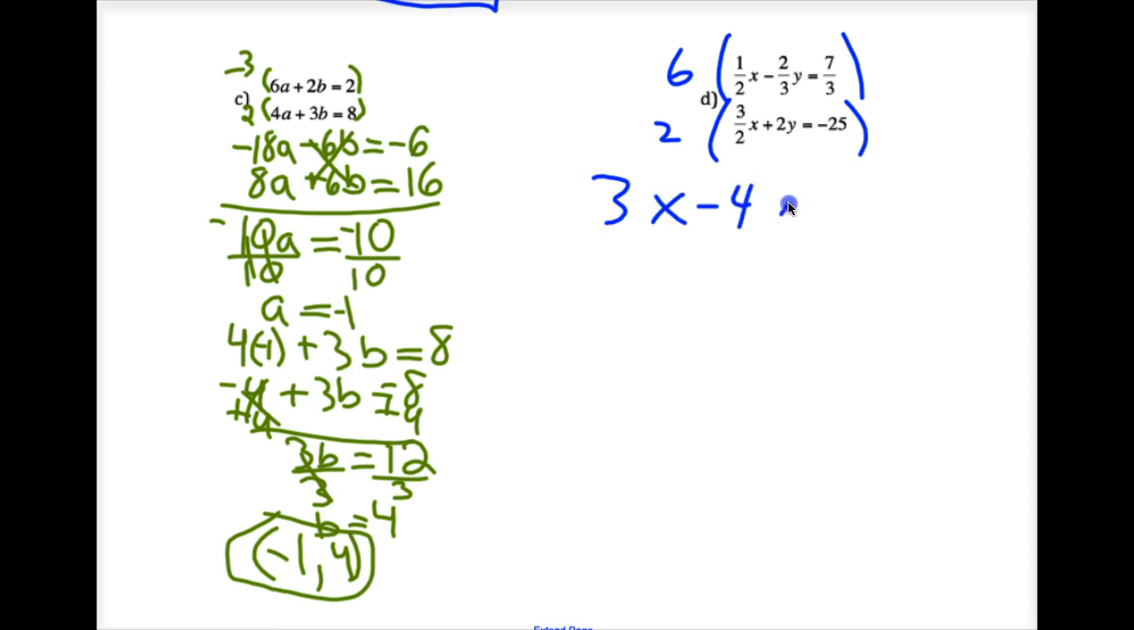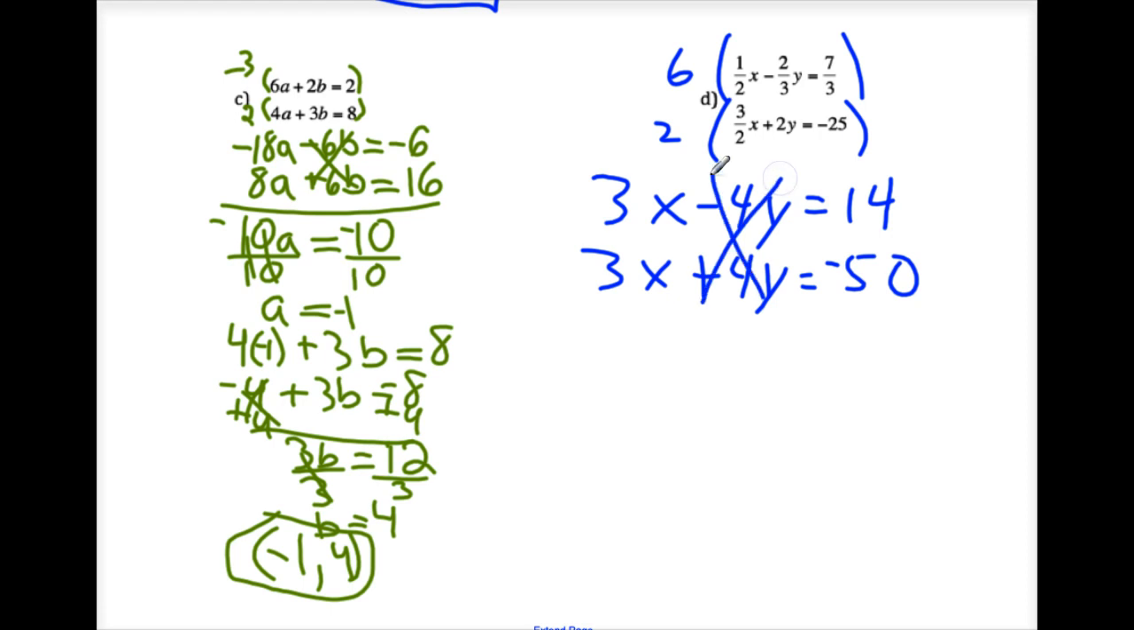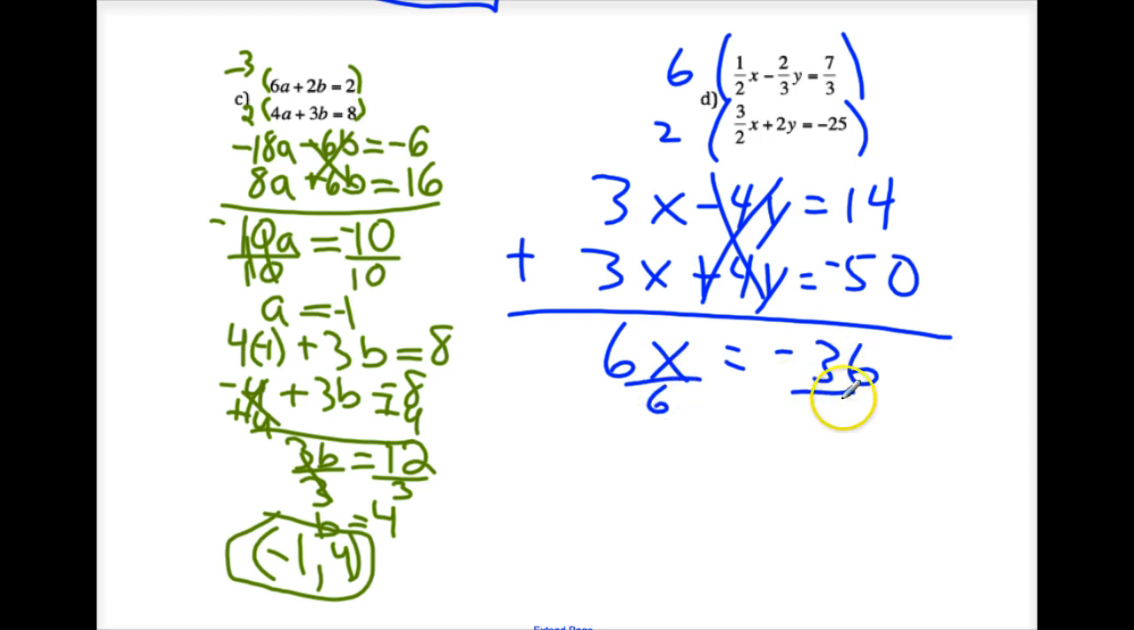3x minus 4y equals 14. 3x plus 4y equals negative 50. We're good. The y's are opposite amounts. When we add these two together, the y's eliminate. 3x plus 3x is 6x, not 0x like last period tried to tell us. Equals negative 36, divided by 6. X equals negative 6.